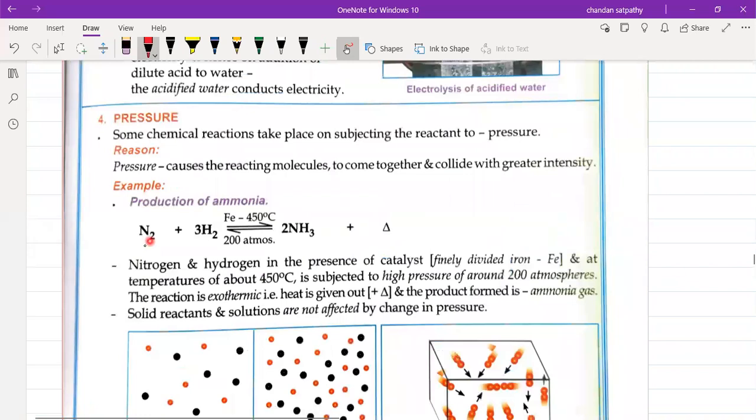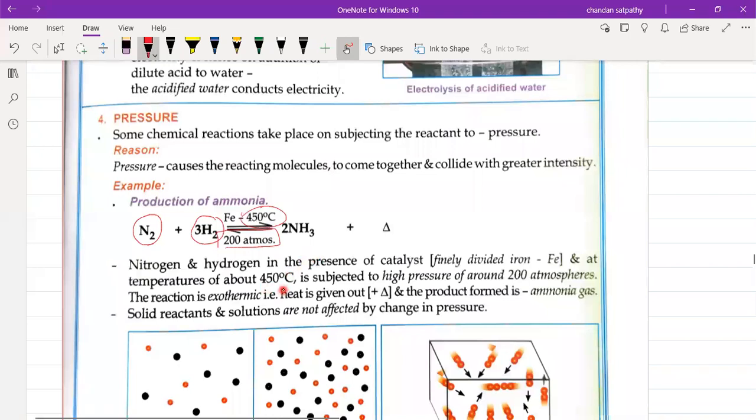For example, nitrogen and hydrogen combine to form ammonia in the presence of 200 atmospheric pressure. It's a very high pressure. Do you know what our normal pressure at room is? In the room, the pressure is 1 atmosphere. But for this reaction, we need to give 200 times more pressure, which is very high. And also we need to give 450 degrees Celsius, then only this reaction takes place.